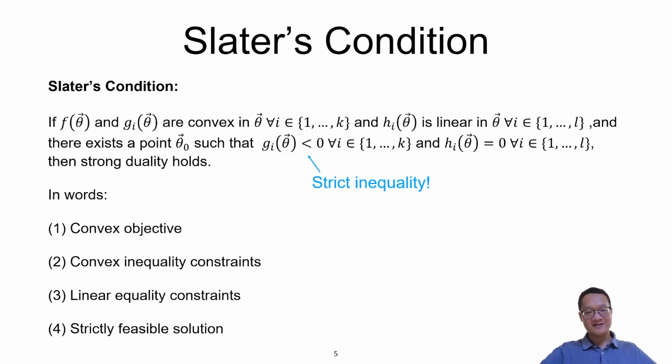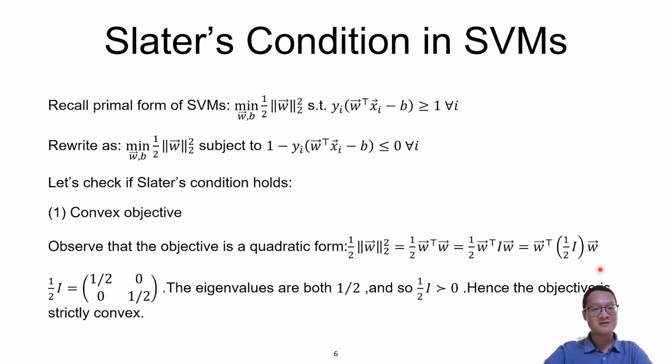Let's look at this again on the slides. What we did was check that the SVM primal problem satisfies Slater's conditions: convex objective, convex inequality constraints, linear equality constraints, and a strictly feasible solution. Let's start with the first one, convex objective. Hopefully you now have a pretty good intuition that 1/2 the 2-norm squared is a convex function. We showed that by converting the objective into a quadratic form with 1/2 I as the matrix, and 1/2 I has eigenvalues of 1/2 and 1/2. So the objective is strictly convex.